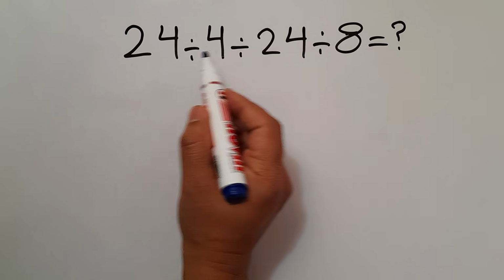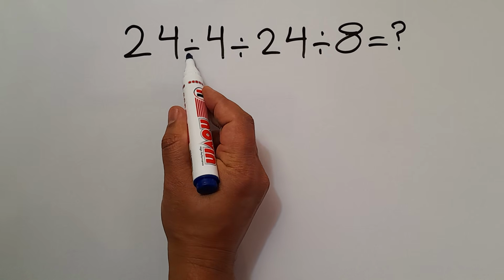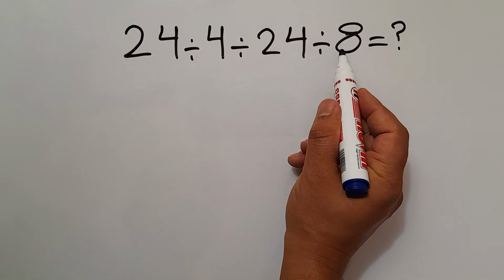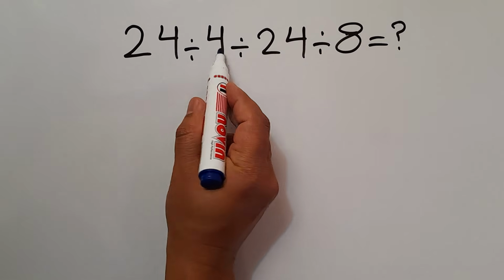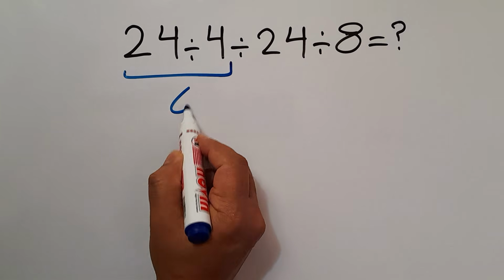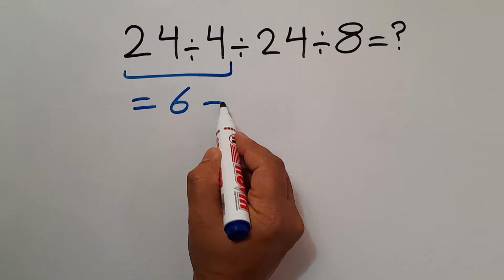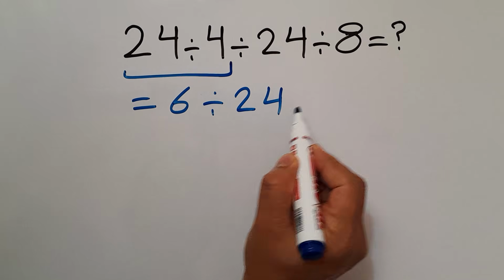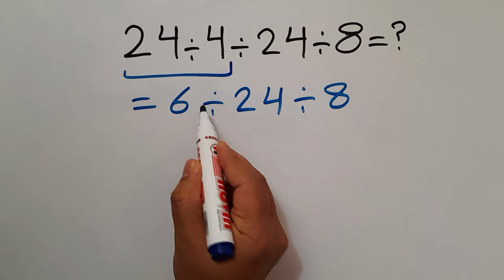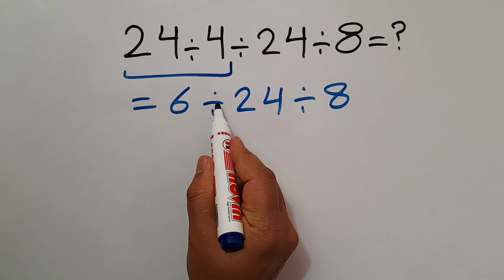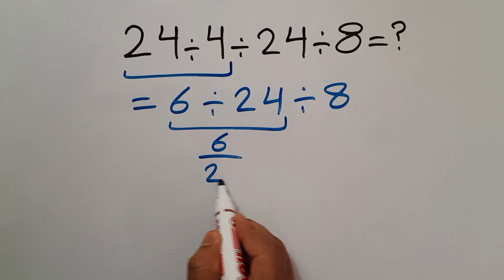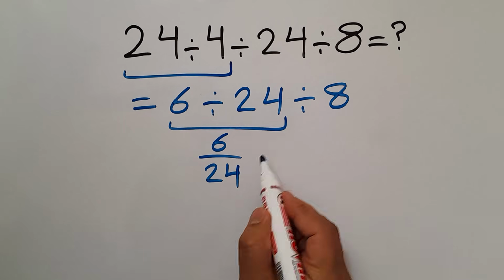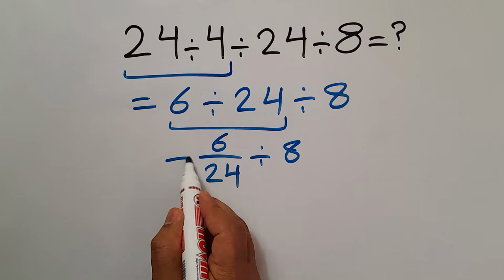And as we know, when we have more than one division in one expression, we have to work from left to right. So first, 24 divided by 4, which equals 6. So we have 6 divided by 24 divided by 8. Now this division, 6 divided by 24, we can write 6 over 24 and divided by 8.